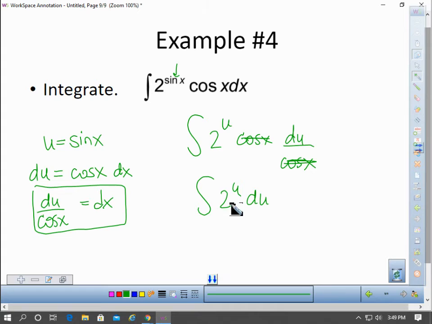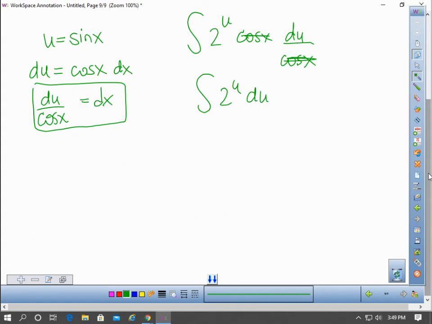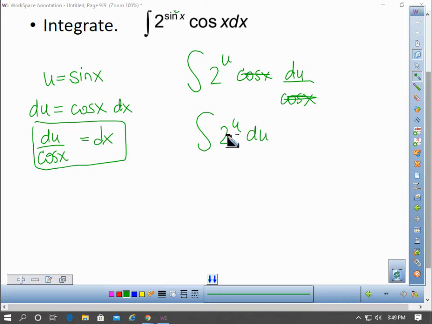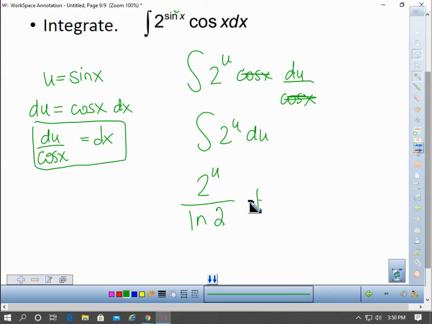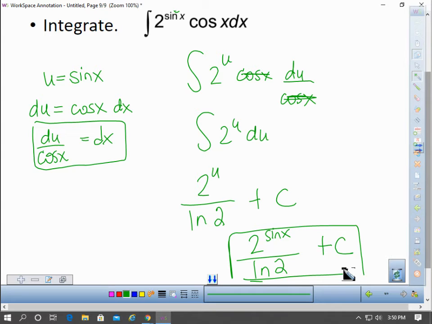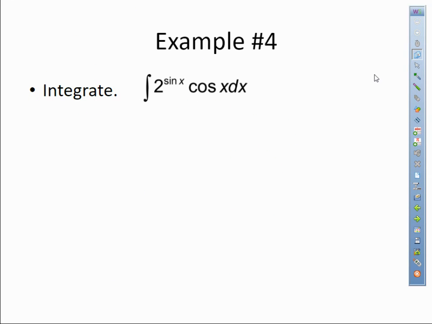Okay? Now, we know 2 to the u is its own antiderivative because we're in u's. So the antiderivative of 2 to the u when you're in u's is going to be 2 to the u. Then you have to divide by the natural log of the base, which is 2, and then add your plus c. And so now I just need to put my u back in. So this is going to be 2 to the sine of x divided by the natural log of 2 plus c. So there's my answer. And again, when you integrate, you should never get these wrong. If you're unsure, take the derivative of your answer, and you should get the original problem back.